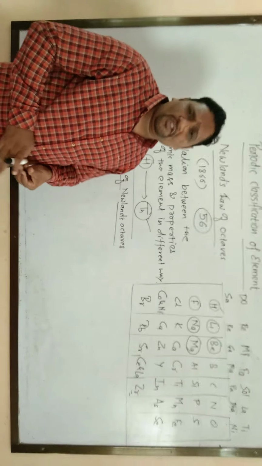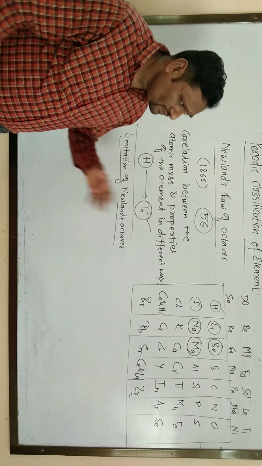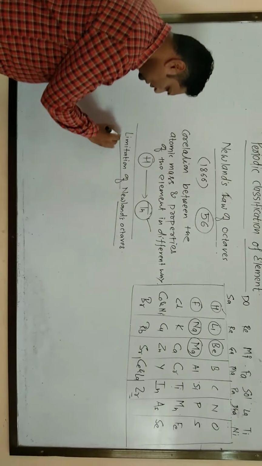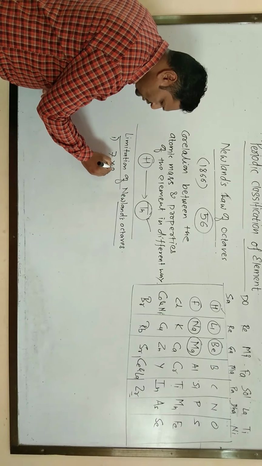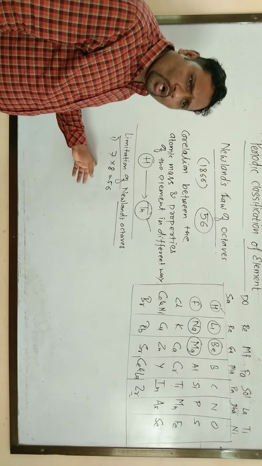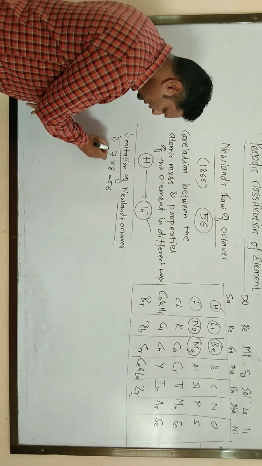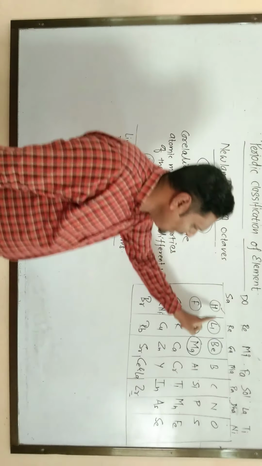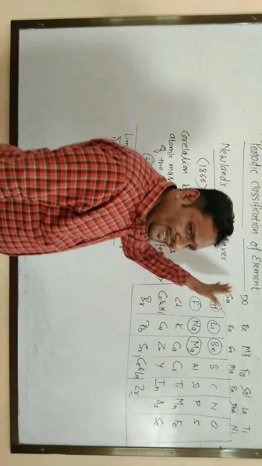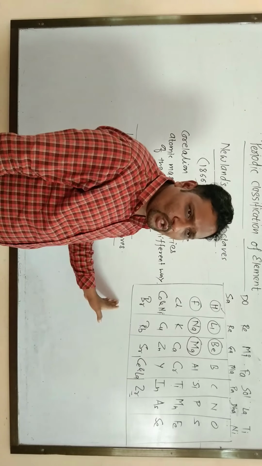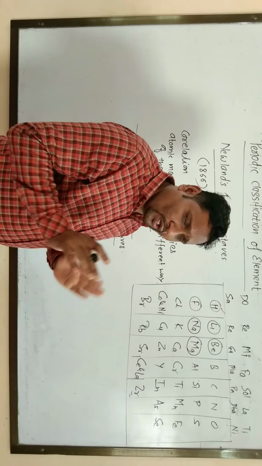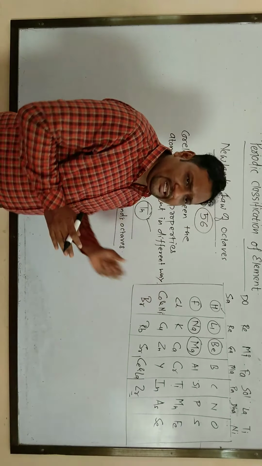The first limitation, very simple. In this table, the elements are arranged into 7 into 8, that is 56. He arranged all the 56 elements into the 7 into 8. देखो, 1 2 3 4 5 6 7. So 7 rows and 8 columns. All the 56 elements are accommodated in it.